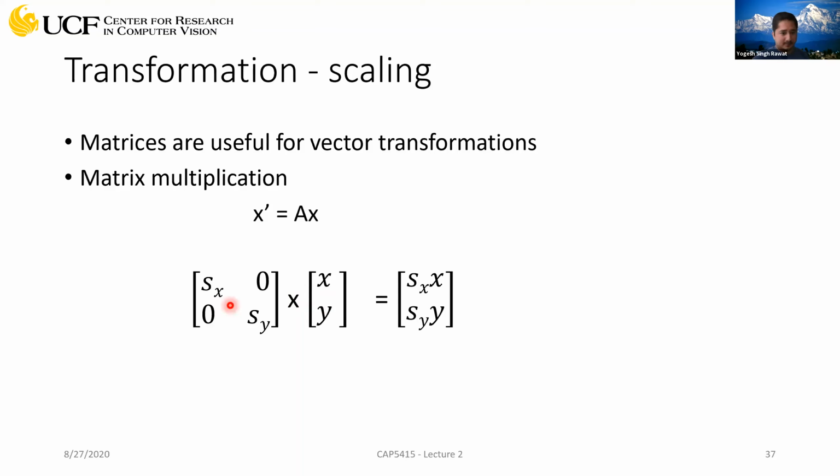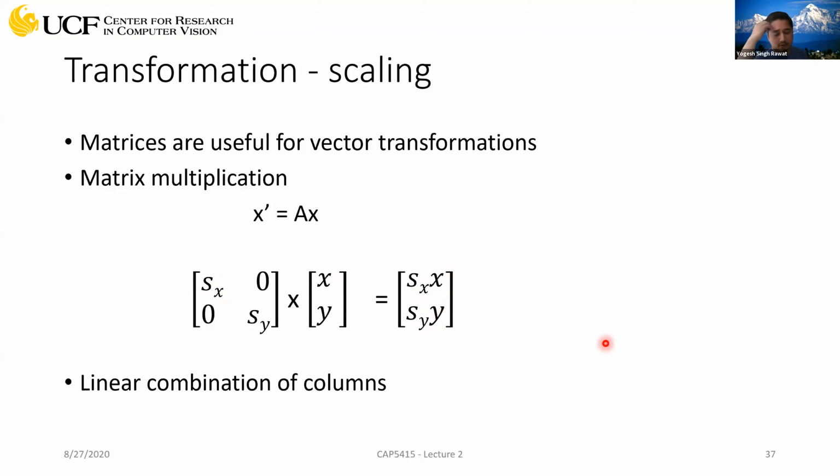For scaling, this is called a scaling matrix. The off-diagonal values will be 0. This is a diagonal matrix, and these values are the scaling factors. These scaling factors can be similar. It just says how much scaling you want to perform on each of these elements. If you do the multiplication, you will get sx times the first value and sy times the y. And you can see we're just scaling these values.